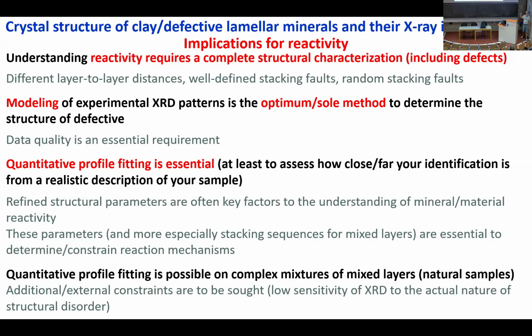Here I showed you an example just of interstratification of layers having different layer-to-layer distances, but you can do the exact same thing for interstratification of different polytypes. You can do the exact same thing even in the presence of turbostratic stacking, which means 100% random stacking. All this, you can get precise structural information from natural samples. Not saying it's easy, saying it's possible.